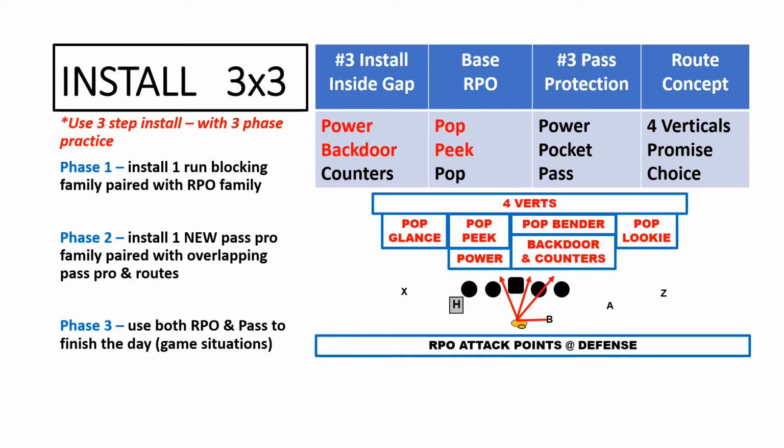Again, we like to do the RPOs first, phase 1. Then second, we can work on some of the pass concepts that have overlapping of routes and pass pros. And then third, we would do both of those, the RPOs and the passing game, together against specific game situations.